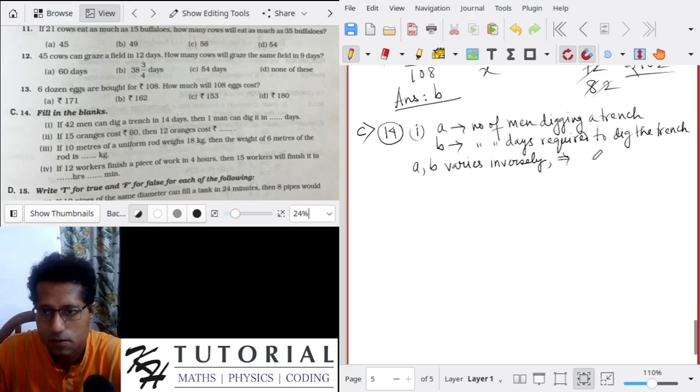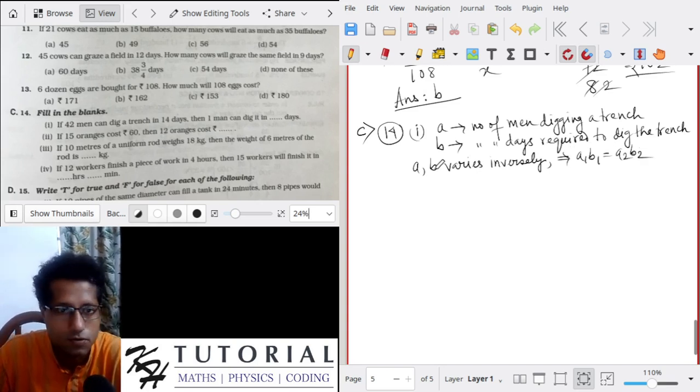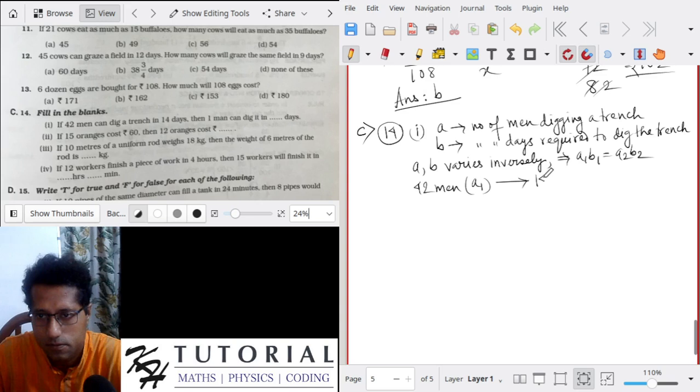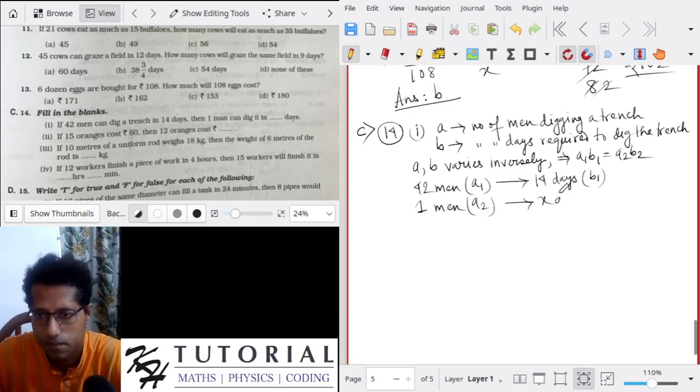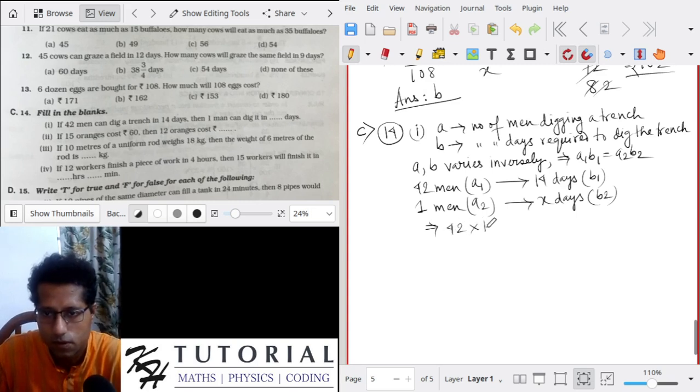So this implies that A1 B1 will be equal to A2 B2. Now it is given that 42 men, let's say this be A1, dig the trench in 14 days. Let this be B1, and it is asking that one man will dig it in how many days. So one man, let's say this be A2, will dig the trench in X days. This is B2. Now applying A1 B1 equals A2 B2, we get 42 into 14 equals 1 into X.